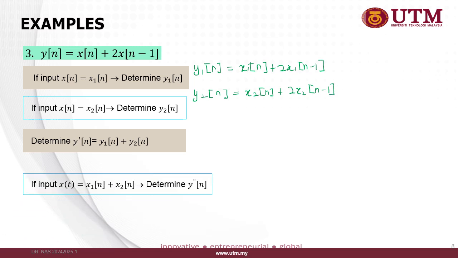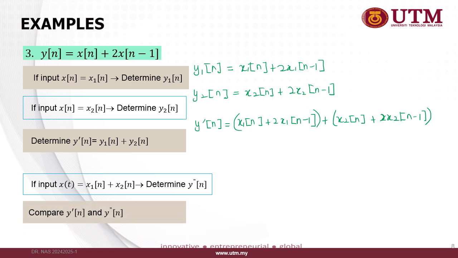The third one, add them up. So y prime [n] equals y1 plus y2. So x1[n] plus 2x1[n-1], this is y1, plus y2, which is x2[n] plus 2x2[n-1]. So this is your y prime [n].